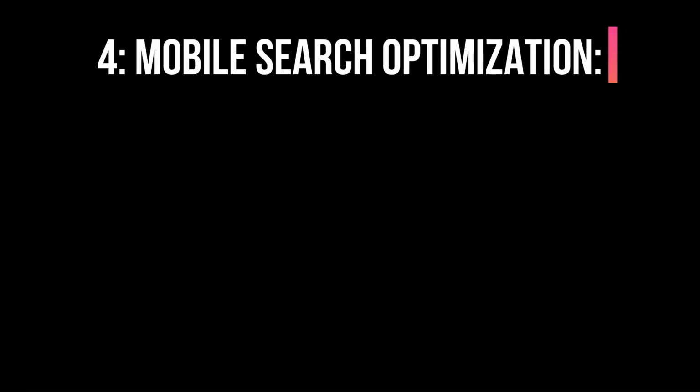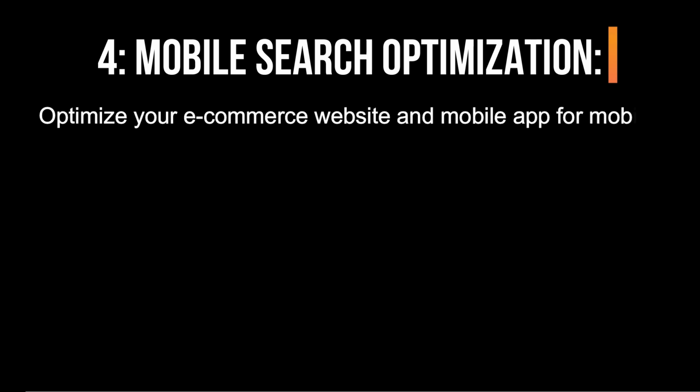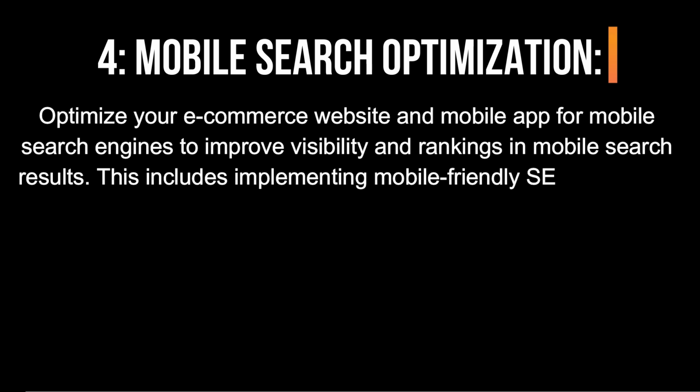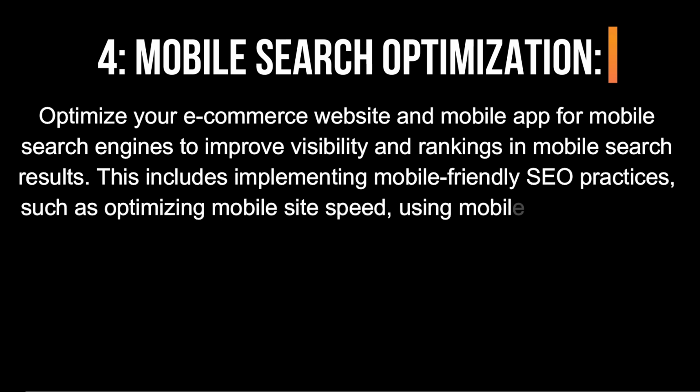4. Mobile search optimization. Optimize your e-commerce website and mobile app for mobile search engines to improve visibility and rankings in mobile search results. This includes implementing mobile-friendly SEO practices, such as optimizing mobile site speed, using mobile-friendly URLs, and optimizing mobile content and images.